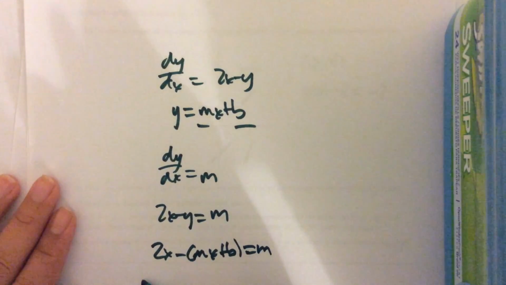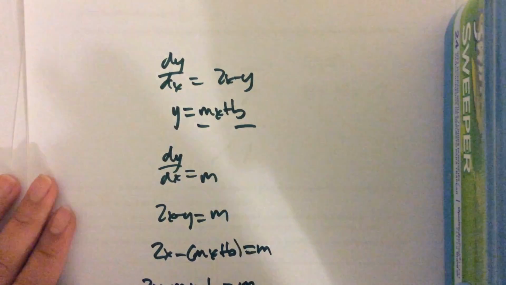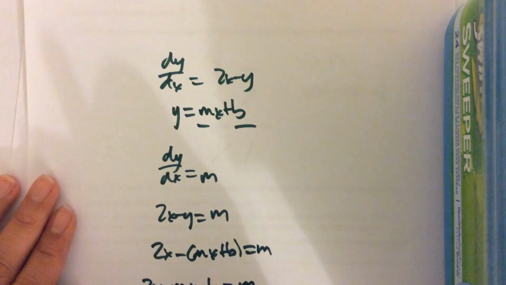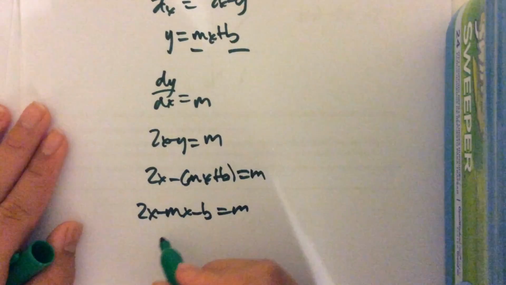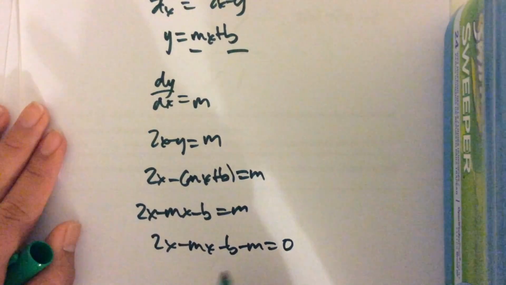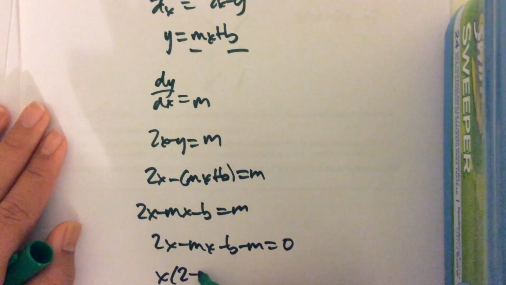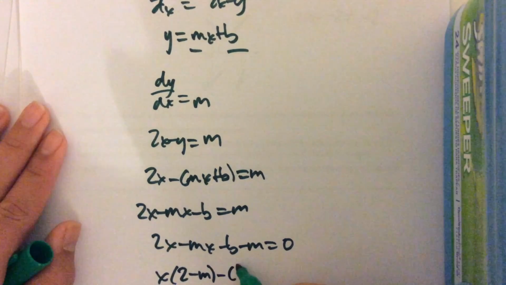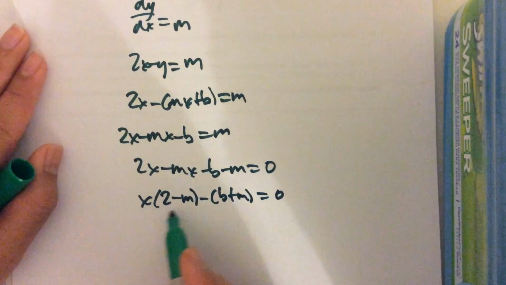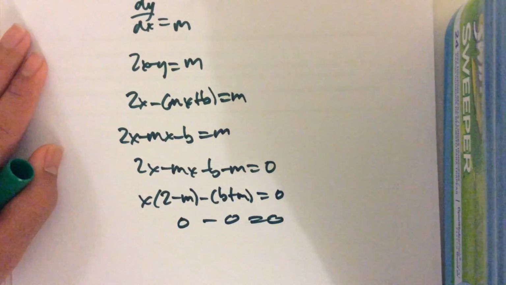Then we can simplify, so we would have 2x minus mx minus b equals m. And we want to set this equal to 0 because that's the easiest way to find the solution. So we would have 2x minus mx minus b minus m equals 0. After we factor, to make it look neater, we would have x times (2 minus m) minus (b plus m). It would be much easier to solve for 0 because we would just have 0 minus 0 equals 0. So we're just trying to find 0 for both of these.